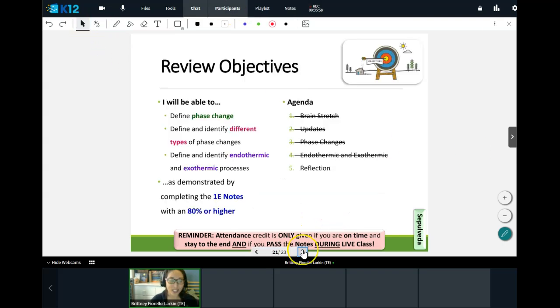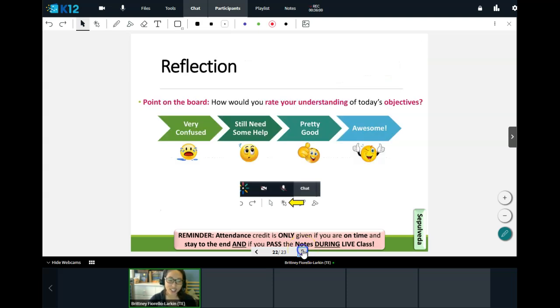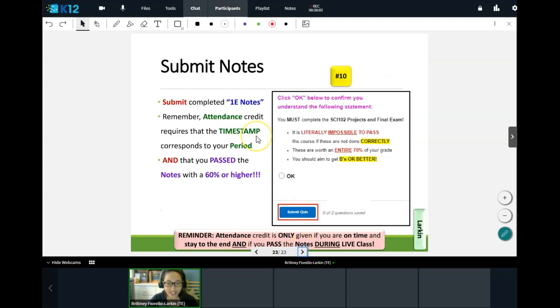Raise your hands. We talked about phase changes, the different types of phase changes, endothermic and exothermic processes. Make sure that you do that last question, just saying that you understand you need to do the projects in order to pass the class. Go ahead, submit that. Let me know if you got A's and B's. Want to shout you out in the chat box. Remember, you do need to make sure you pass the notes during this time so that you also get your attendance. All right, if you want attendance, make sure you're here.